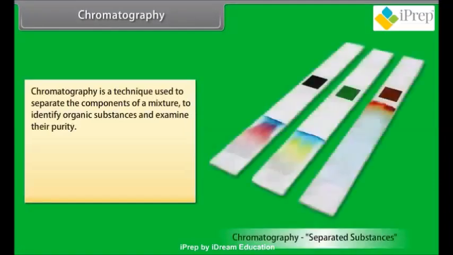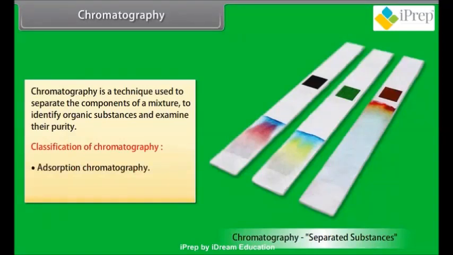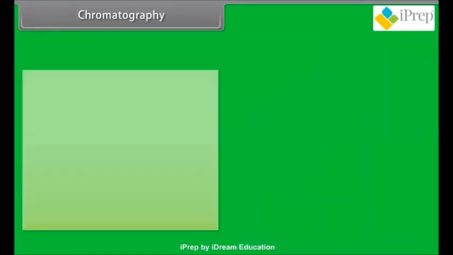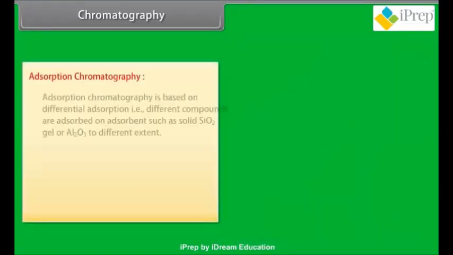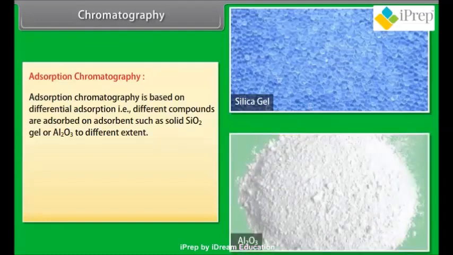Chromatography. Chromatography is a technique used to separate the components of a mixture, to identify organic substances and examine their purity. Classification of chromatography: adsorption chromatography and partition chromatography. Adsorption chromatography is based on differential adsorption, that is, different compounds are adsorbed on an adsorbent such as solid SiO2 gel or Al2O3 to different extents.